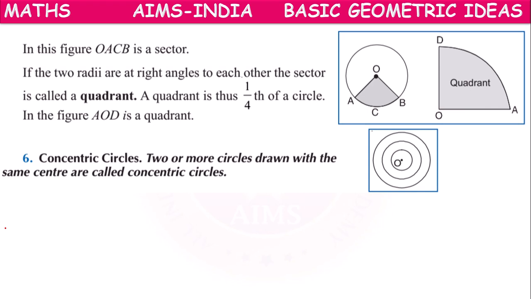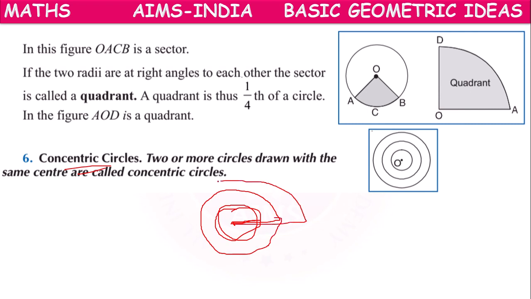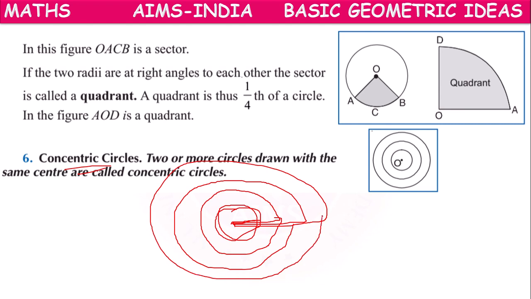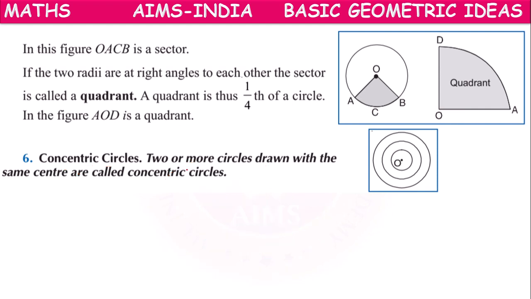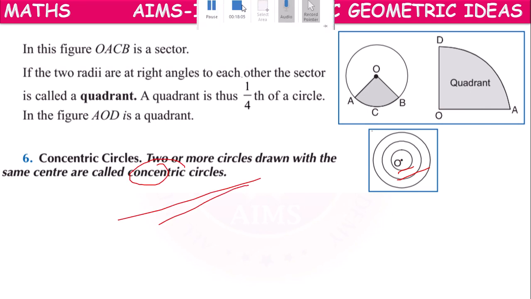Next one, we have another term called concentric circles. Means this is the center point. I have drawn a circle with less radius. With more radius, we can draw one more circle, and with more radius, one more circle. Means with the same center point, with different radii, we can draw different circles. But all the circles have the same center O. So they are called concentric circles.